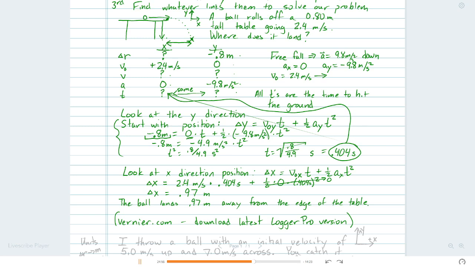And if we had said, let's let down be positive, which we could have done, then the 0.8 would be positive, and also the 9.8 would be positive. They're both down, so if down's positive, they'll both be positive. If up is positive, they'll both be negative.